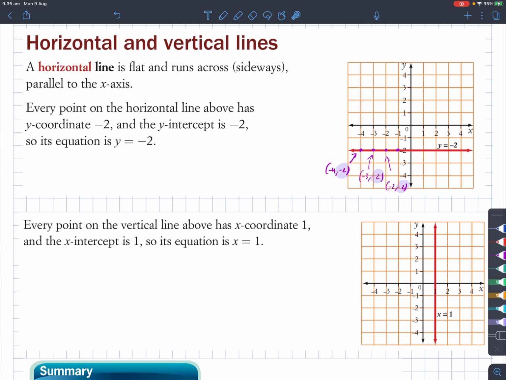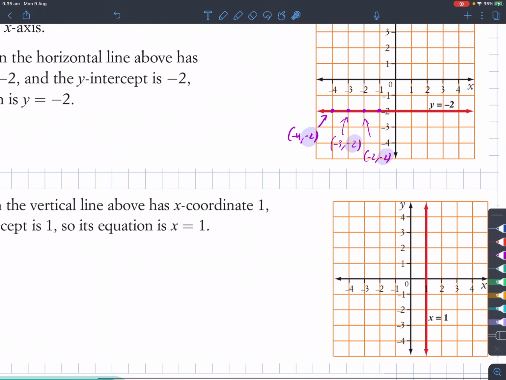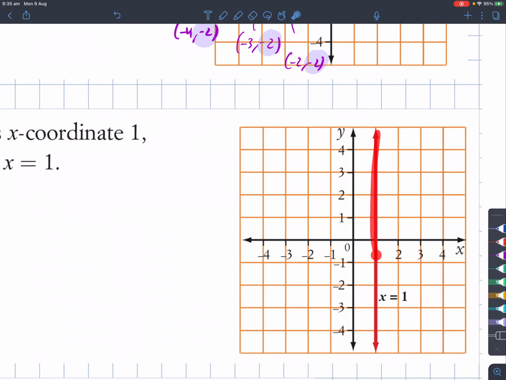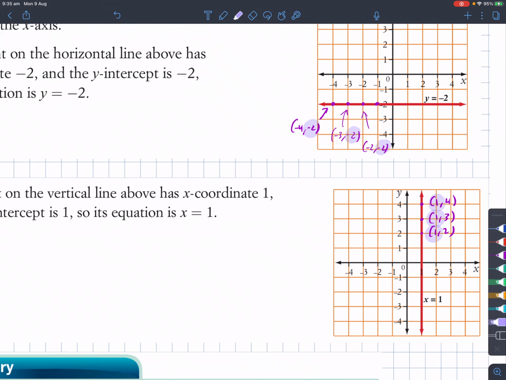Whereas, if every point on the vertical line above has x coordinate 1, and the x-intercept is 1, then the equation is x = 1. I forgot to mention that the previous line passes through the y-axis at -2. That's why it's y = -2. But this line here passes through the x-axis, and the number it passes through is x = 1. So we call it x = 1. The other reason is that if we analyze each coordinate, this is (1, 4), (1, 3), (1, 2), and so forth. So all the x values here are all 1s. So it has to be x = 1 as the equation of this vertical line.